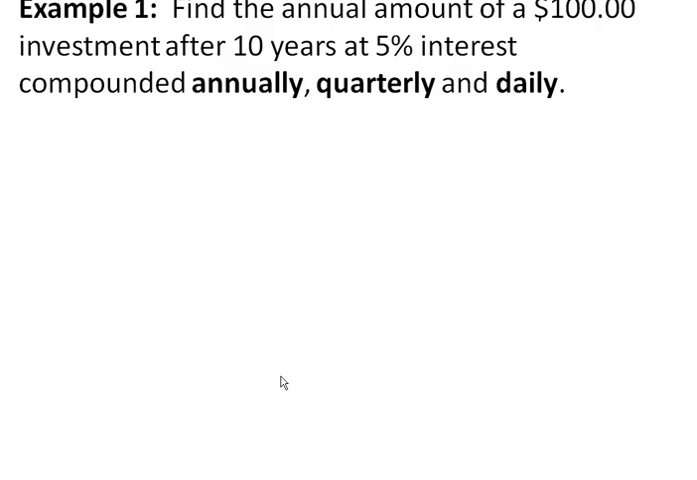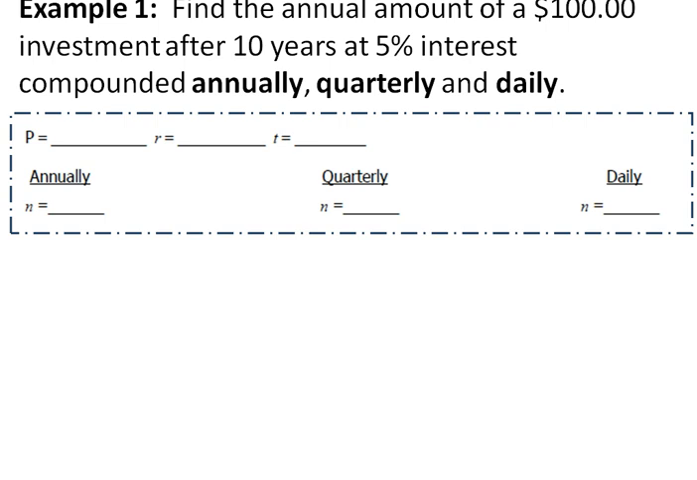Okay, so here's an example of how to apply this. We're going to find the annual amount of a $100 investment after 10 years. First, we want to identify all the important aspects of this problem. The principal is $100, your initial investment, how much you're starting with. Then we have the rate at 5%, which we'll change to a decimal, and the time is 10 years.